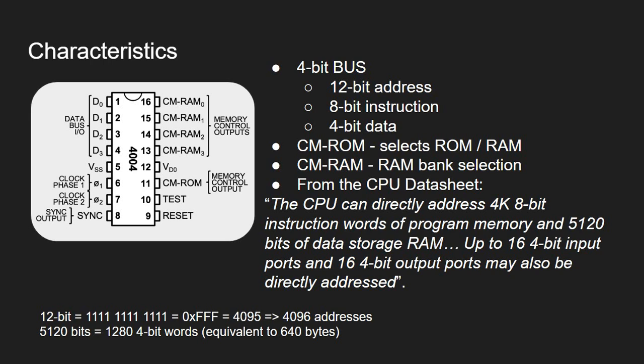Okay, so considering the first part of this description, if we look at the 12-bit address, we see this is actually equivalent to 4096 addresses, which is this 4 kilobyte here, and the 5120 bits is the equivalent of 1280 4-bit words. So we must always remember that data is stored in 4-bit words, so not in bytes. But if we want to have an equivalent in bytes, then this is the equivalent of 640 bytes. So the data space is rather limited.